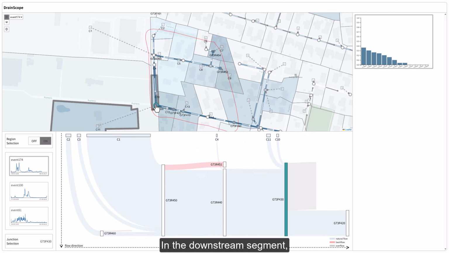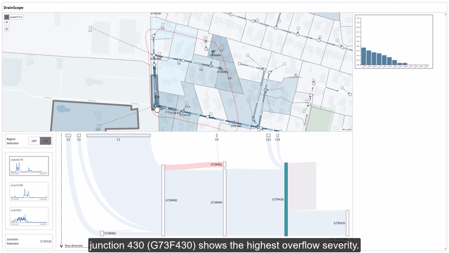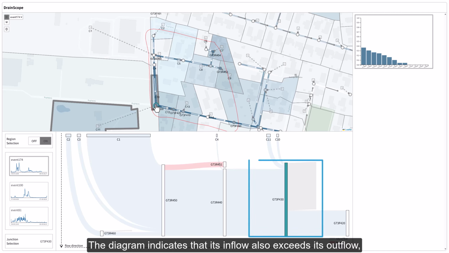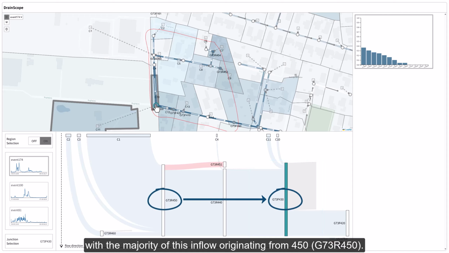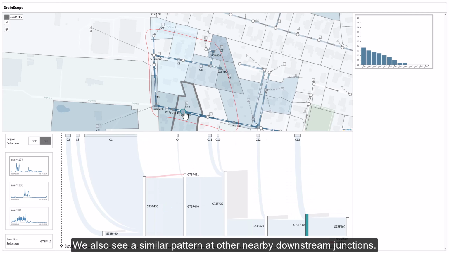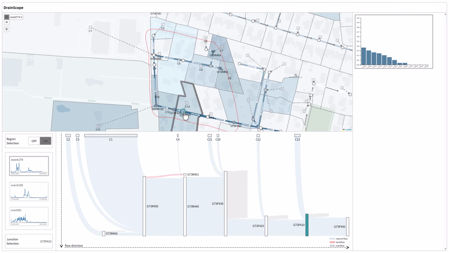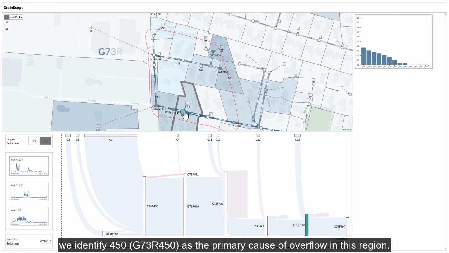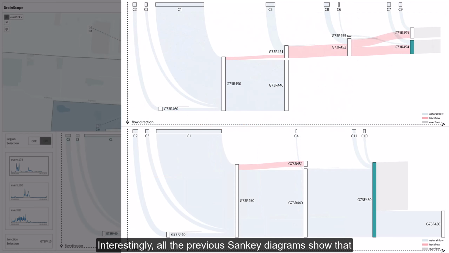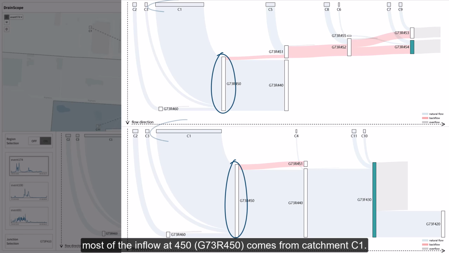In the downstream segment, junction 430 shows the highest overflow severity. The diagram indicates that its inflow also exceeds its outflow, with the majority of this inflow originating from 450. We also see a similar pattern at other nearby downstream junctions. In sum, we identify 450 as the primary cause of overflow in this region. Interestingly, all the previous Sankey diagrams show that most of the inflow at 450 comes from catchment C1.